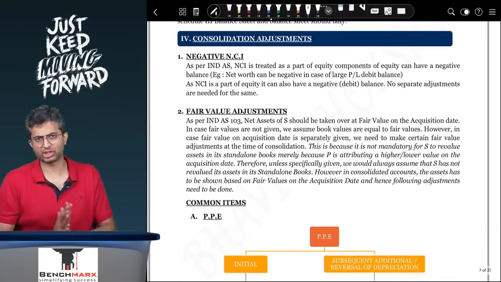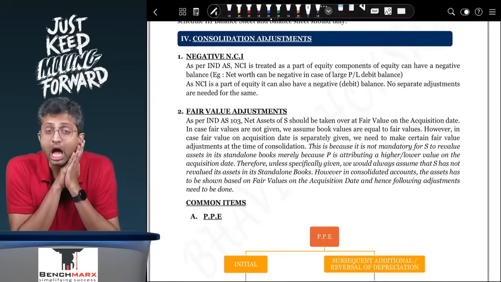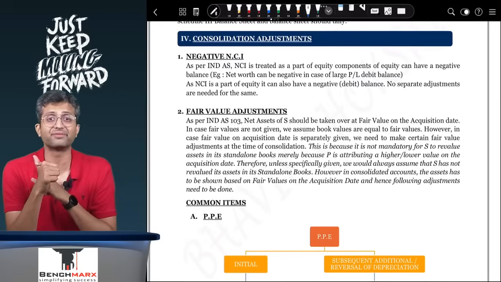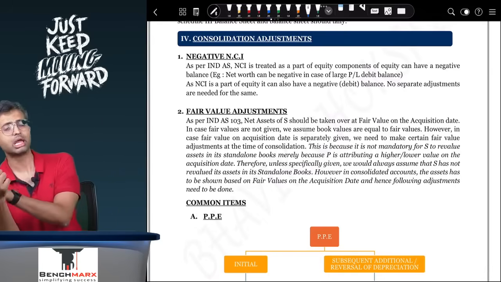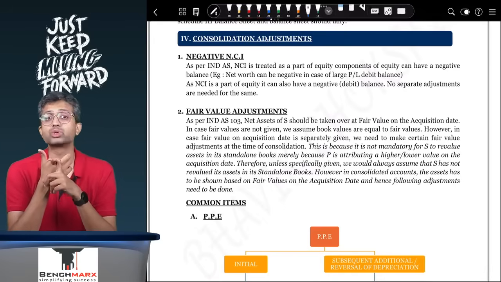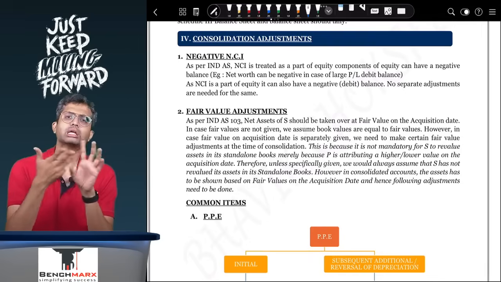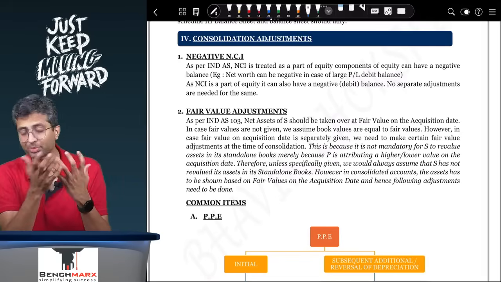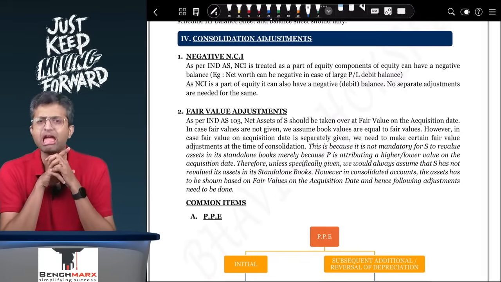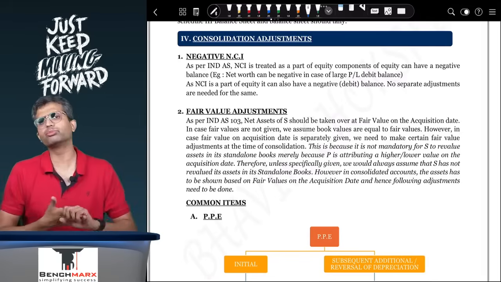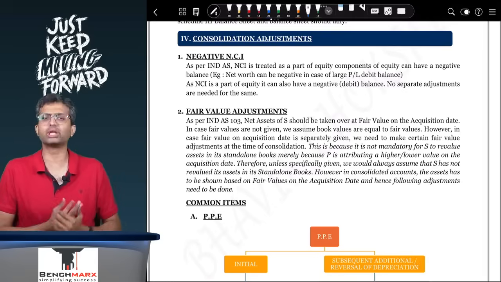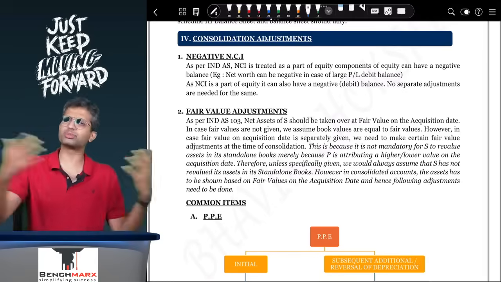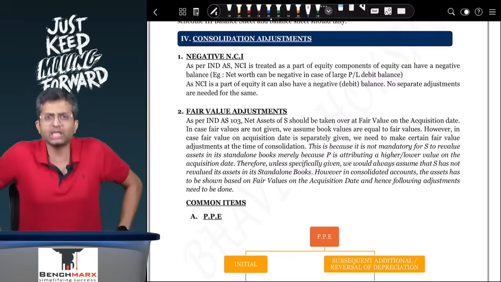The consolidation adjustments. There are around 12 or 13 of them, out of which the important adjustments, in my opinion, in the order of importance: the fair value adjustment being the most important, second being the upstream or downstream inventory adjustment, third being the dividend, especially the pre-acquisition dividend adjustment, and then a separate category of sums where you have chain holding. So the chain holding adjustment.